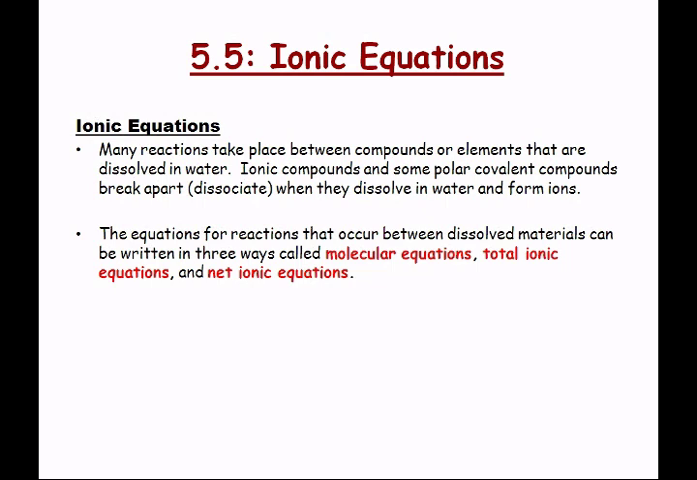Okay? So the equations for reactions that occur between these dissolved materials can be written in three ways. First, the molecular equation, which is the original equation up there. The total ionic equation, which shows the breakup of the original material into its constituent ions. And then the net ionic equation, which cancels out the spectator ions. Okay? So does that make sense?